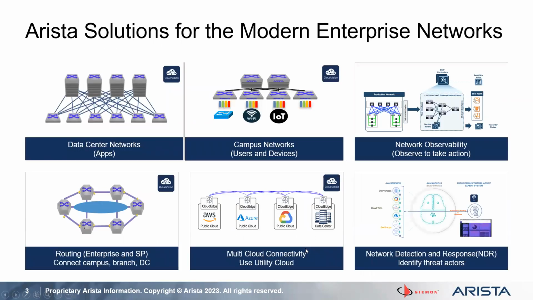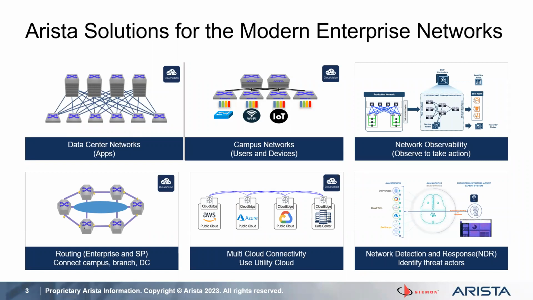So oftentimes when customers think about Arista Networks, the first thought that comes to mind is data center networking, which is obviously the use case that we started with. Customers obviously have data centers to connect their apps. Oftentimes data centers are built using leaf-spine networks. In our case, we also pair the switching with a management platform called CloudVision.